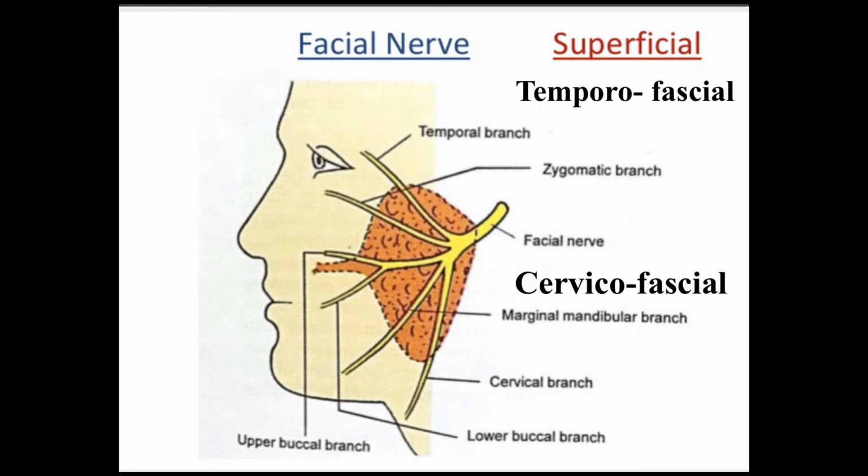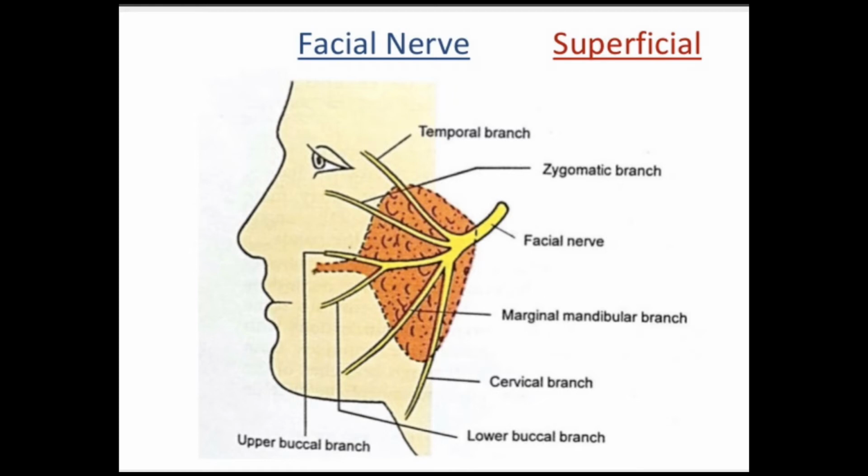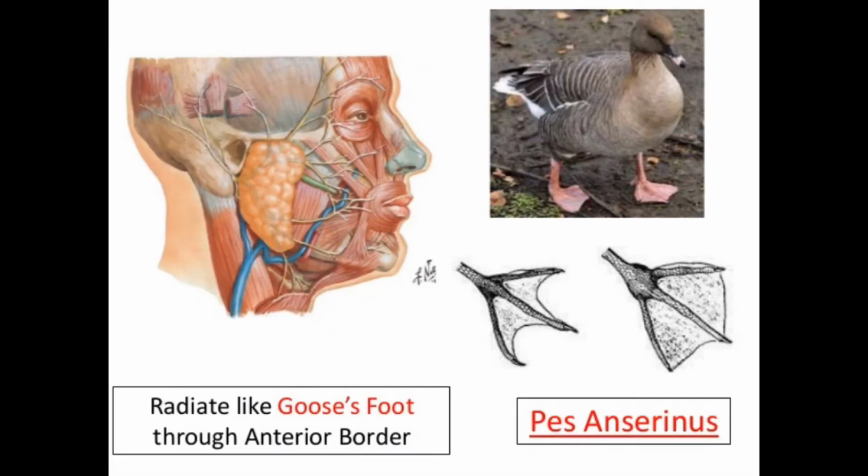Temporofacial passes upwards and subdivides into temporal and zygomatic branches. Cervicofacial passes downward and gives buccal, marginal mandibular, and cervical branches. These 5 terminal branches radiate like a goose foot from the anterior border of the gland and supply the facial muscles. Hence, such a branching pattern is known as pes anserinus.